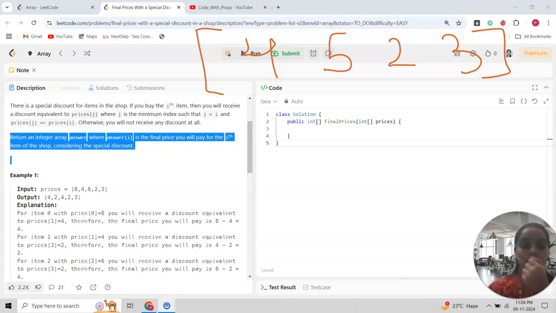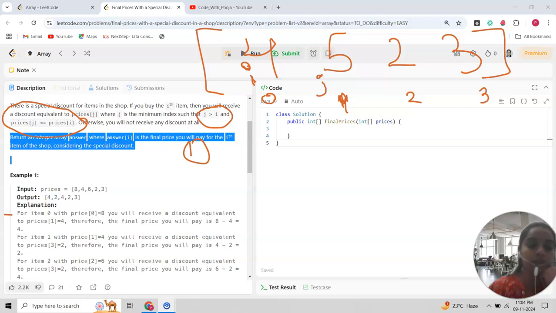Now what is the first condition? This one. What is the second condition? This one. For this one it is i, and j will start from i plus 1, so j will be here. The indices of the array will be 0, 1, 2, and 3. Now for the first condition, is j greater than i? Yes, 1 is greater than 0, so the first condition is fulfilled here. I am also maintaining an array named answer, which will store the final price. So I will just write it down.